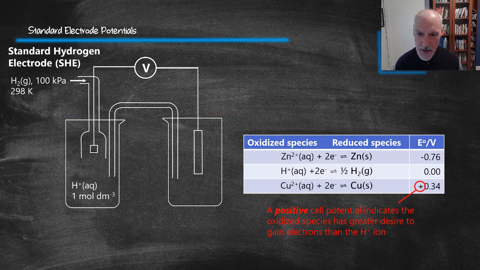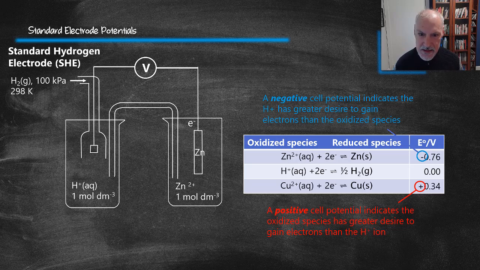Let's replace the copper now with zinc. In this particular case, we have a negative voltage. That indicates in our situation that the H+ ions have a greater desire to gain electrons than the zinc. Now we have a much larger table than these three in your IB data booklet, so we'll take a look at them.